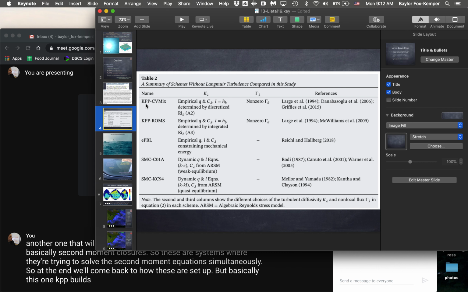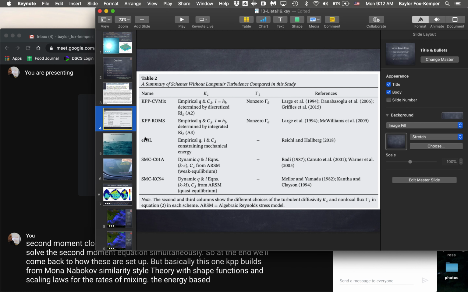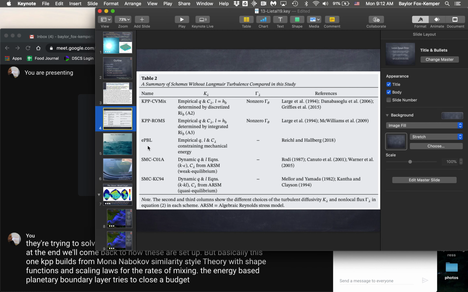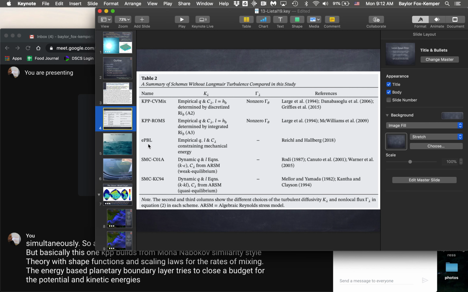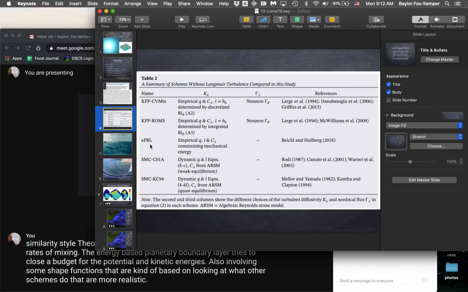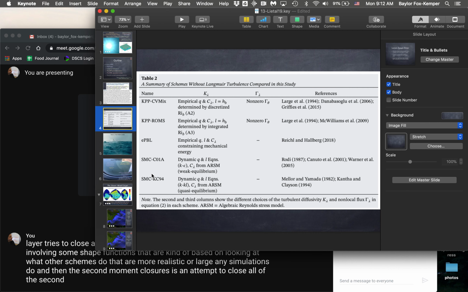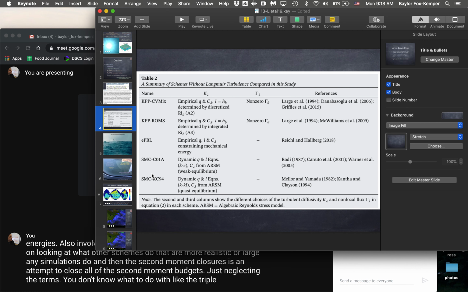Basically, KPP builds from a Monin-Obukhov similarity style theory with shape functions and scaling laws for the rates of mixing. The energy-based planetary boundary layer tries to close a budget for the potential and kinetic energies, also involving some shape functions that are based on looking at what other schemes do that are more realistic, or what large eddy simulations do. And then the second moment closure is an attempt to close all of the second moment budgets, just neglecting the terms you don't know what to do with, like the triple correlations.